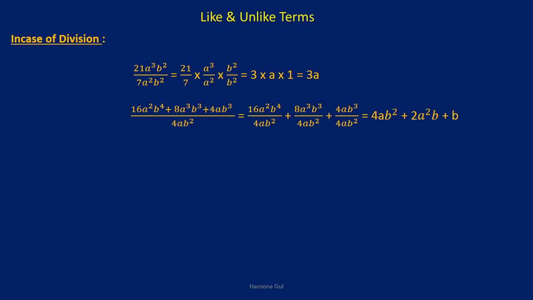Like multiplication, we will apply the same rule of grouping in division too. For example, if we have 21a cubed b squared divided by 7a squared b squared, we will group the coefficients and the same variables to get 3a. Same goes for 16a squared b^4 plus 8a cubed b cubed plus 4ab cubed divided by 4ab squared, which gives us 4ab squared plus 2a squared b plus b.